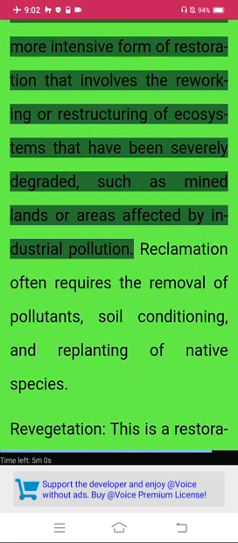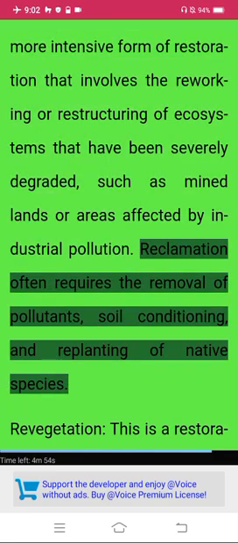Reclamation. Reclamation is a more intensive form of restoration that involves the reworking or restructuring of ecosystems that have been severely degraded, such as mined lands or areas affected by industrial pollution. Reclamation often requires the removal of pollutants, soil conditioning, and replanting of native species.